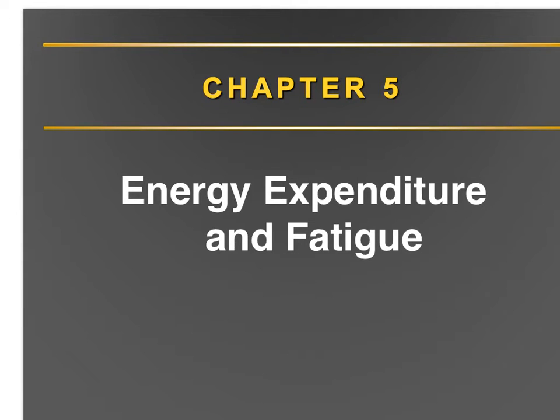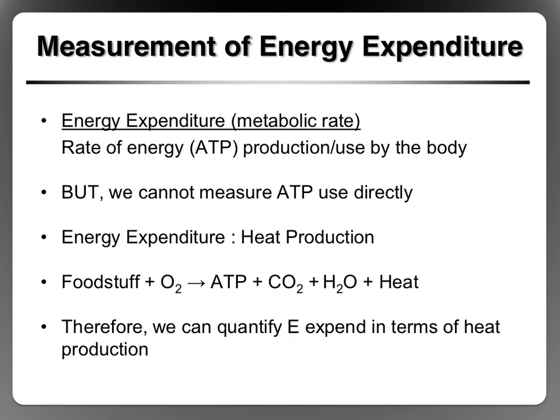Chapter 5 is energy expenditure and fatigue. Energy expenditure is another term for metabolic rate, which is the rate that we produce and use energy, and the energy that we use is ATP. But we cannot measure ATP directly. We have no way of quantifying the number of ATP that you produce or the number of ATP that you use.